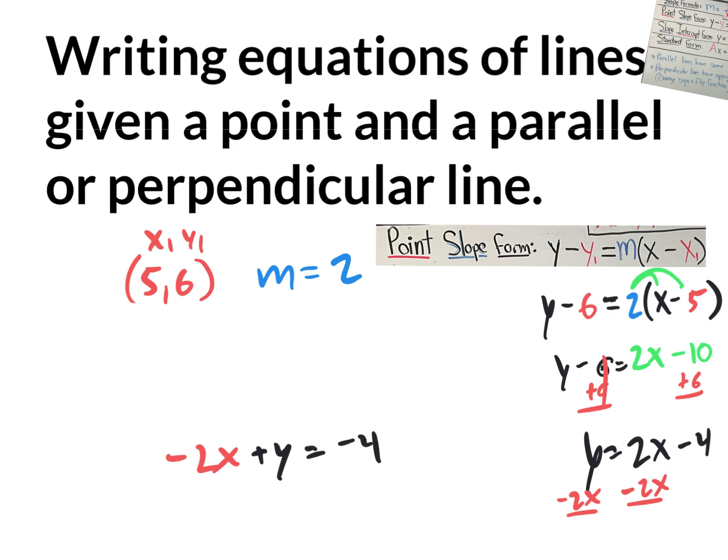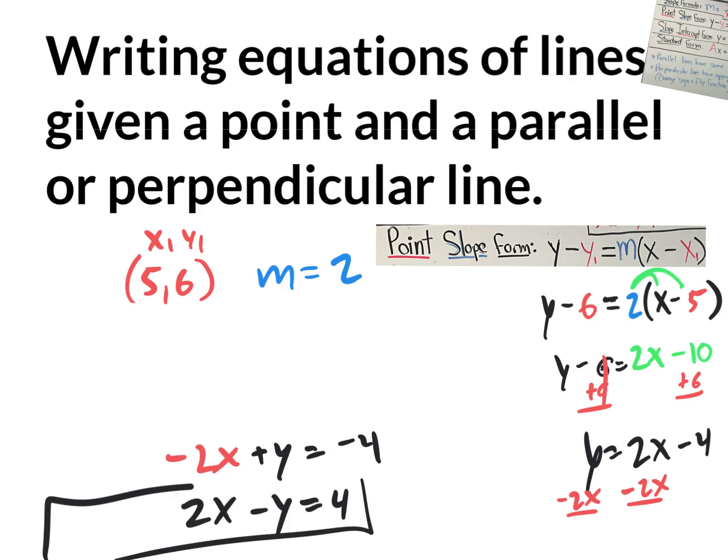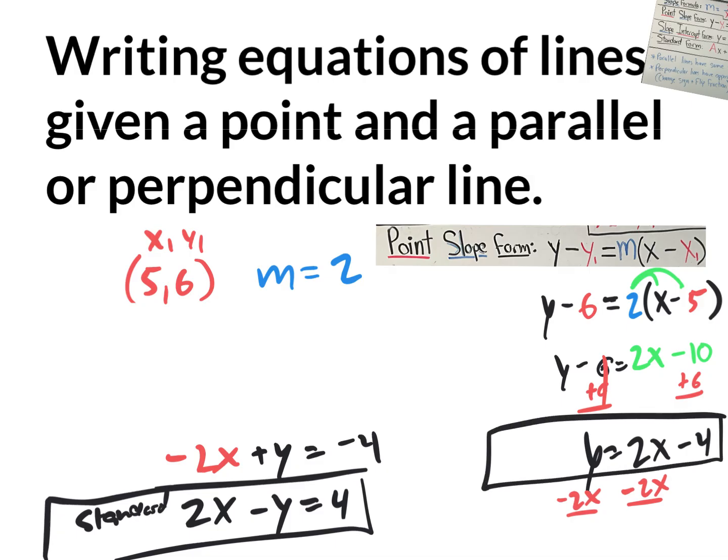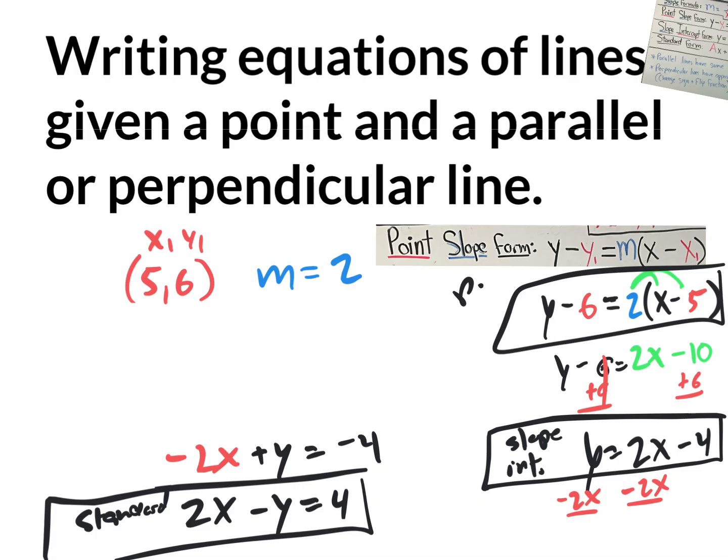That's standard form. And some multiple choice answers write the a value as positive, so they would write it as positive 2x minus y equals +4. And this would be standard form if I asked for it in standard form. This was the slope intercept, if I asked for it in slope intercept. And this was the point slope, if I asked for it in point slope form.